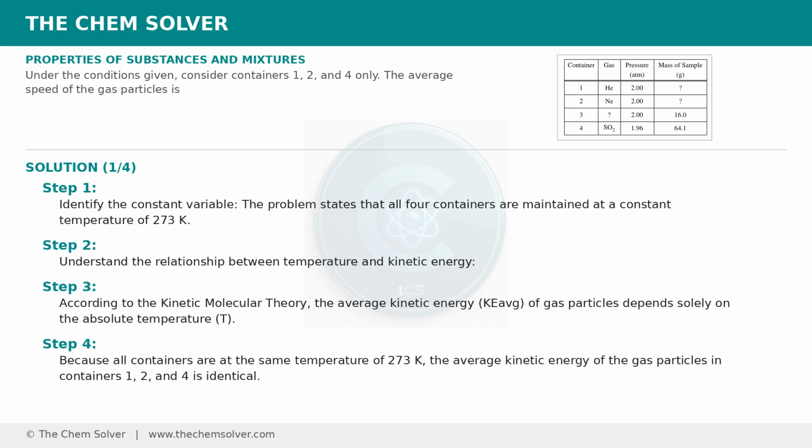Identify the constant variable. The problem states that all four containers are maintained at a constant temperature of 273 Kelvin. Understand the relationship between temperature and kinetic energy. According to the kinetic molecular theory, the average kinetic energy, KE average, of gas particles depends solely on the absolute temperature, T. Because all containers are at the same temperature of 273 Kelvin, the average kinetic energy of the gas particles in containers 1, 2, and 4 is identical.